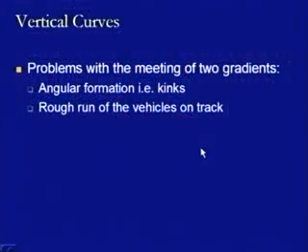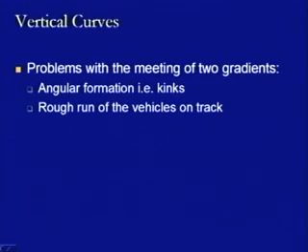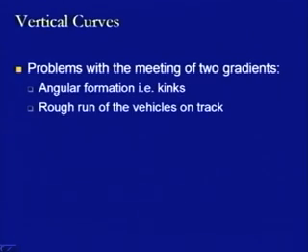Another point here is the rough run of the vehicle on the track. Obviously, when there are kinks and the vehicle has to traverse that kink, and the vehicle experiences a jerk while traversing it, that is a rough run. Wherever such conditions exist, the vehicle will have a rough run, and no smooth movement of the vehicle will be possible at all.